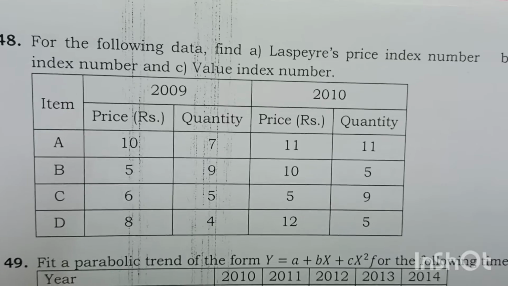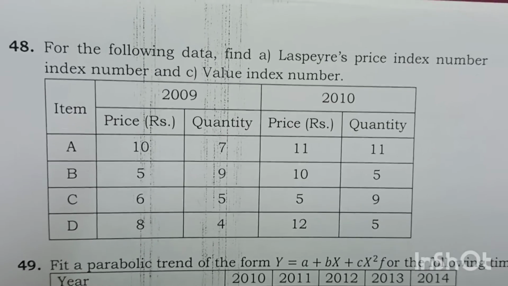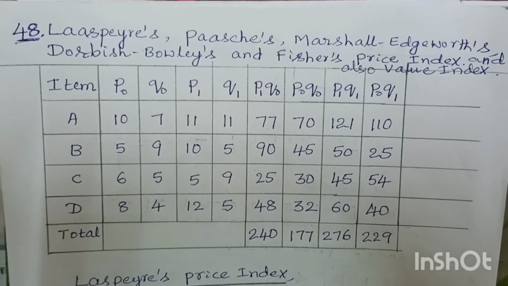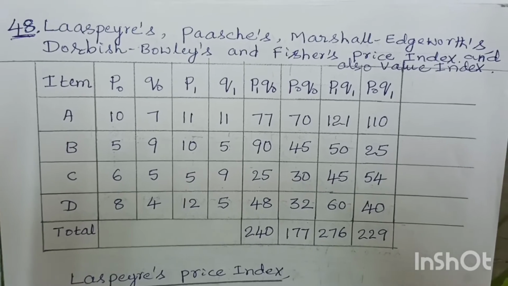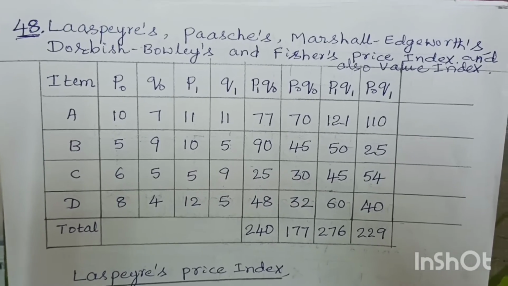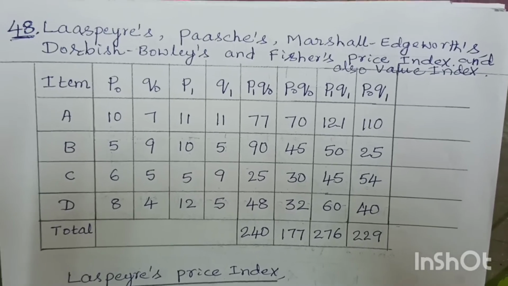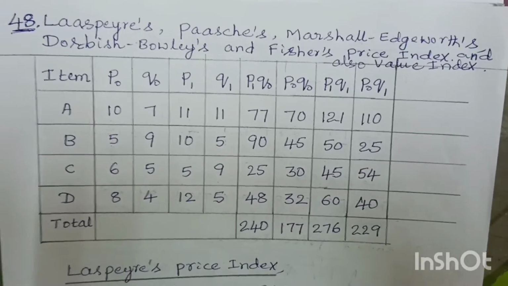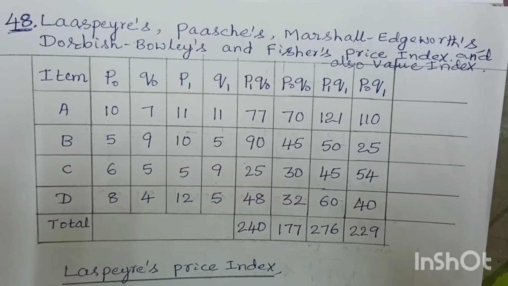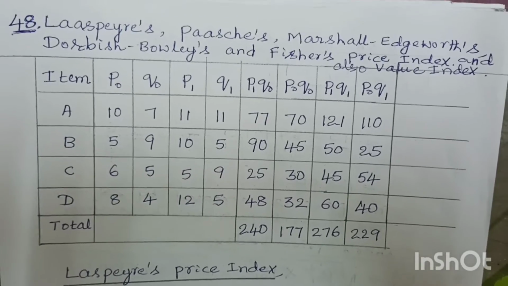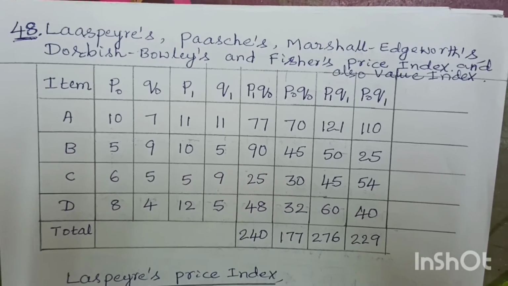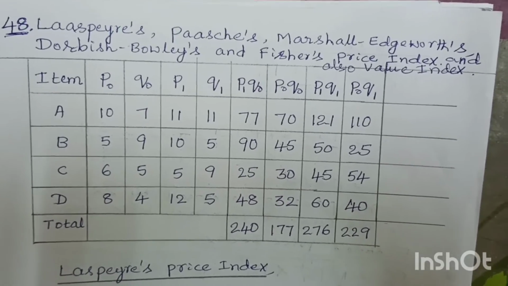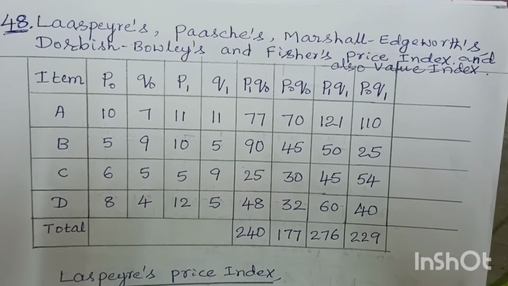Okay students, so let us proceed to write down the table. Here we are calculating Laspeyre's, Paasche's, Marshall-Edgeworth, Dorbish-Bowley's, Fischer's price index and value index. At the end, Paasche's quantity index number. The table you are seeing here is the same table you did already in the 47th question to calculate Fischer's index number and prove TRT and FRT. Same type of table you have to do here.